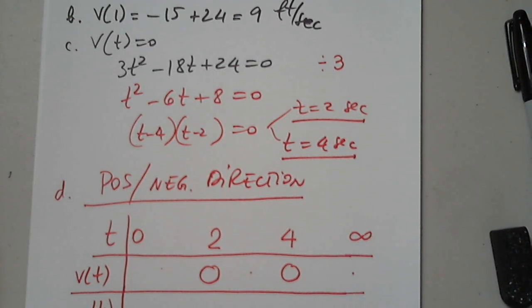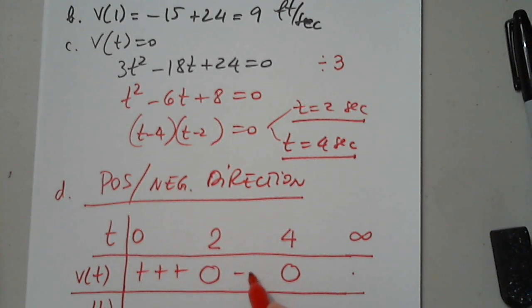And all I want now is to choose a number to the left of 2, a number between 2 and 4, and a number to the right of 4. Please give me a number to the left of 2, but not lower than 0. 1. Perfect. Awesome. So it's positive. A number between 2 and 4, not 2 and not 4. 3. Good. Awesome. So it's negative. And a number greater than 4, not 4. 5. Oh, good. As expected, positive, negative, positive.